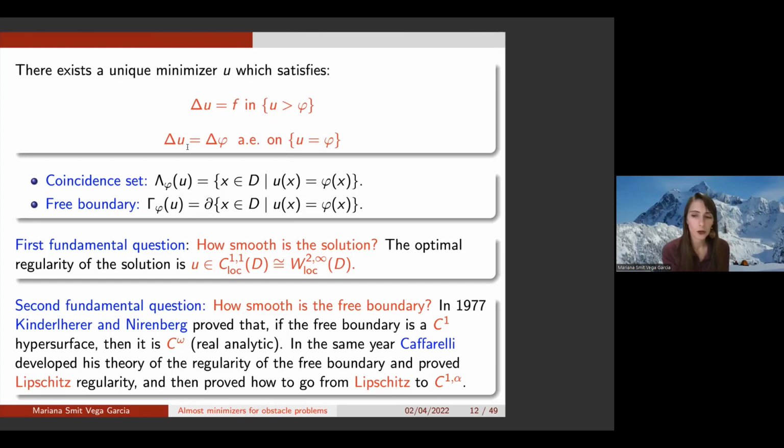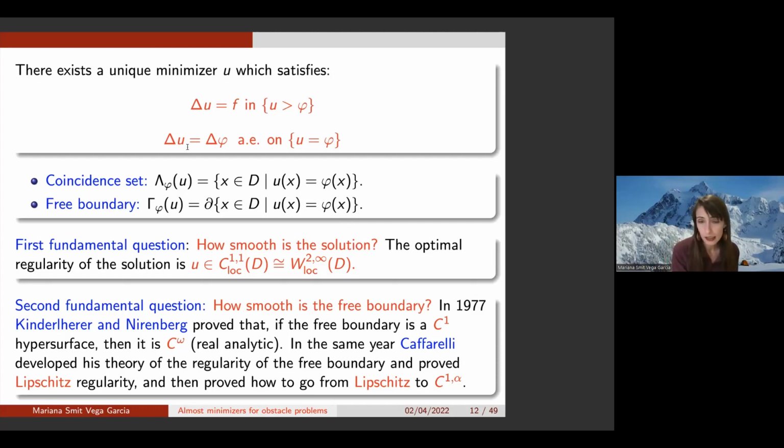In the case of the obstacle problem, in '77, Kinderlehrer and Nirenberg proved that if you know the free boundary is C1, it has to be real analytic, actually. And around that time, Caffarelli was working on his theory of regularity of free boundaries, and he was able to prove that if you are flat, so if your free boundary is at every appropriate scale squished between two planes, let's say, then it has to be Lipschitz, that is the graph of a Lipschitz function.